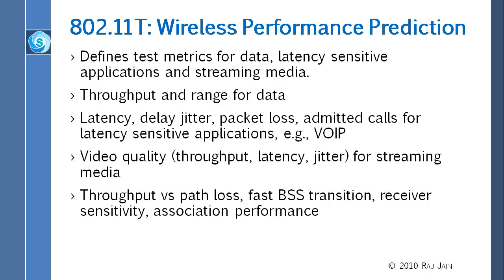Association performance is how long does it take to get associated with the base station. Before you can get associated with the base station, you have to send some things. You have to first authenticate and then negotiate other parameters. All that takes time, so that is also measured. Receiver sensitivity, if the receiver is very sensitive, then it can get much more throughput at a longer distance. So that is affecting the throughput and all that. So all of this discussion about performance is in that standard. So if you ever need to worry about the performance, you go to that standard 11T.